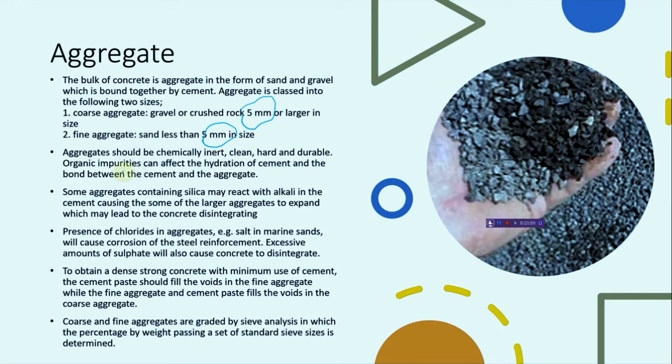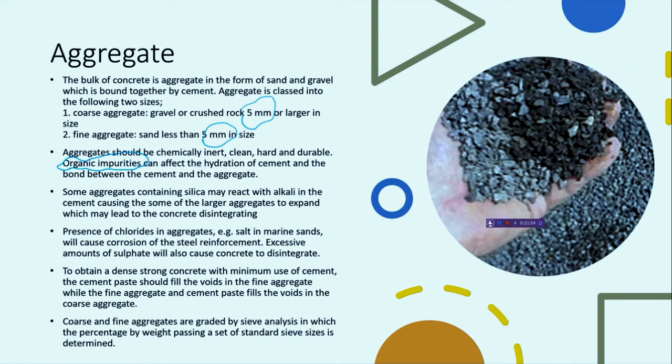Aggregate juga kita kena make sure dia tak ada organic impurities. So organic impurities ni contohnya macam lumut-lumut yang melekat dekat batu, that kind of thing. Okay, and also macam daun-daun yang pecah-pecah dekat dalam aggregate ni sendiri, ataupun any other material, vegetation terutamanya lah, perhaps yang duduk kat dalam aggregate ni.